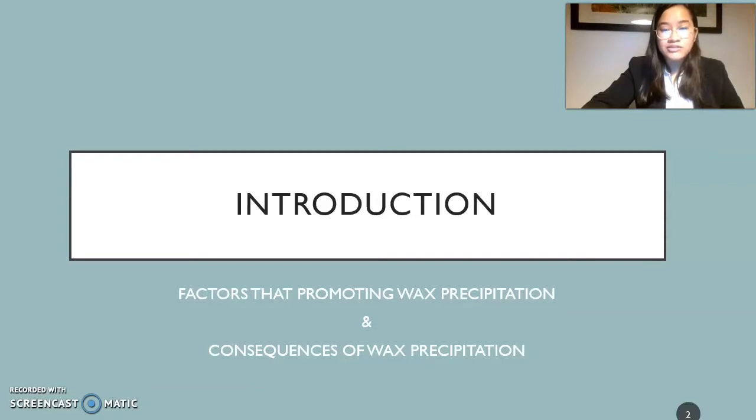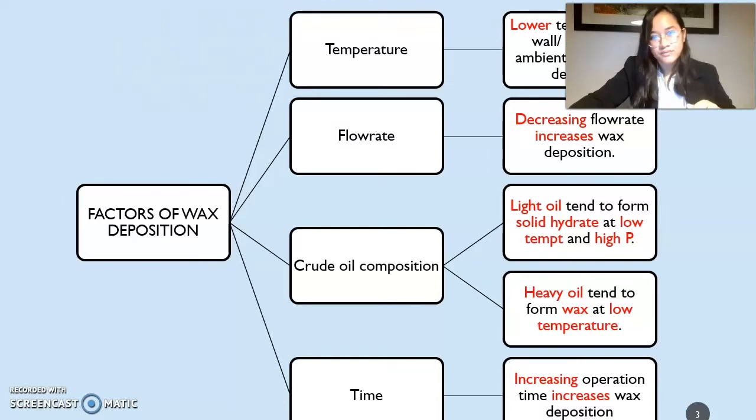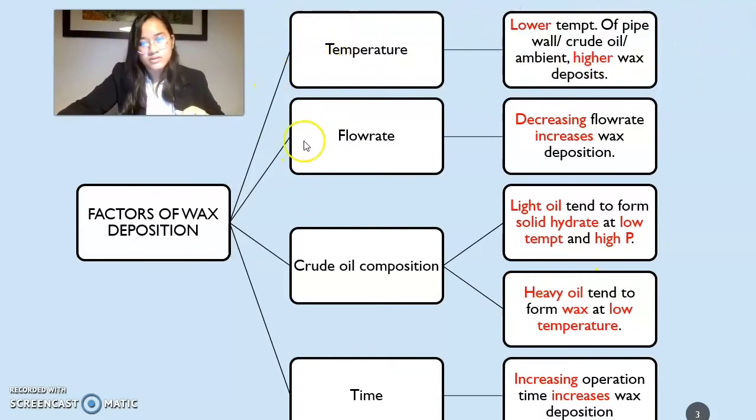Under the introduction, I will discuss a little bit about the factors promoting wax precipitation and also the consequences of wax precipitation. There are some factors of wax deposition. Some of them are temperature, flow rate, crude oil composition, and time. Under temperature, based on an open access journal, lower temperature of the pipe wall, lower temperature of the crude oil, or lower ambient temperature will cause higher wax deposits.